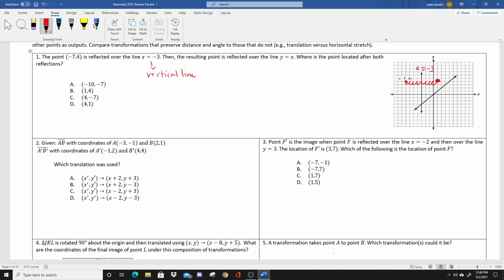And then it says the resulting point is reflected over the line y equals x, which is this diagonal one. Where is the point located after both reflections? So how we do this one is you kind of have to go again the perpendicular path, which would be kind of like the diagonal boxes. You might have to zoom in a little bit, which is hard for me to do on this one.